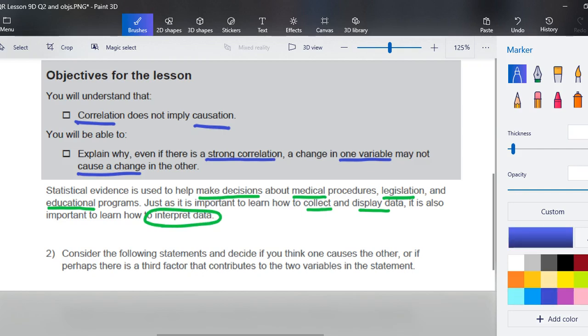Question 2 gets us started by saying, consider the following statements and decide if you think one causes the other, or if there perhaps is a third factor that contributes to the two variables in the statement. This is the time to hit pause, take off on this lesson by yourself, and then check back in and we can work on stuff together.